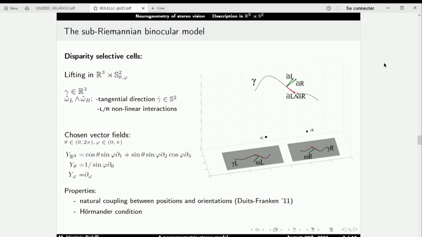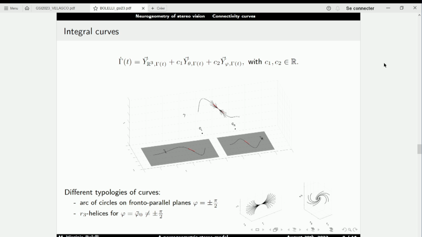These vector fields can be seen as a restriction of a section of the left invariant vector fields defining the group of rigid body motion in 3D, which naturally couples position and orientation, as studied by Duits and Franken. And moreover, for these vector fields, the Hörmander condition holds. This means that we can span the tangent space considering this triple and its commutators. Since the Hörmander condition holds, we are actually able to connect every pair of points considering integral curves.